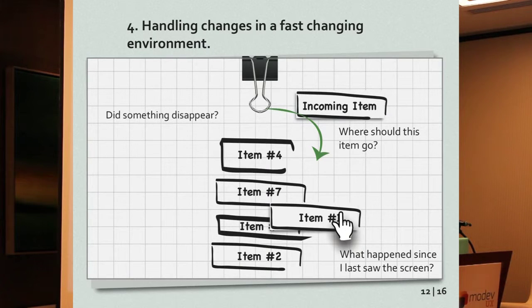The fourth consideration is a little bit related to the information hierarchy: handling changes in a fast-changing environment. When you're talking about real-time data, items can disappear. How do you handle that with users when they're working with the screen? How do you make them interact with it? How do you let people know what happened since they last saw the screen? What happens if you're working on something and a new item comes into the same thing that you're working on?